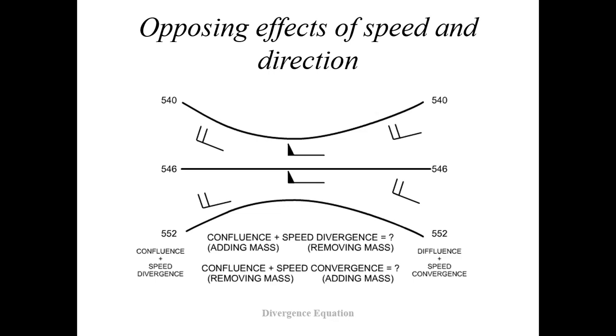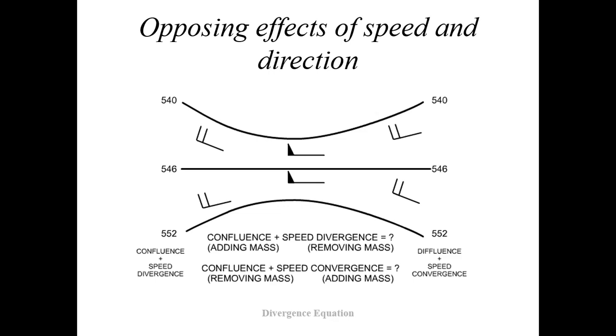The other example beneath that is where you can have confluence and speed convergence. And if you have confluence, you have the coming together, the tightening of those lines. They're getting closer together. That removes mass. And actually, that's not correct. Confluence should actually add mass, and speed convergence should add mass. So I apologize for the typo there.